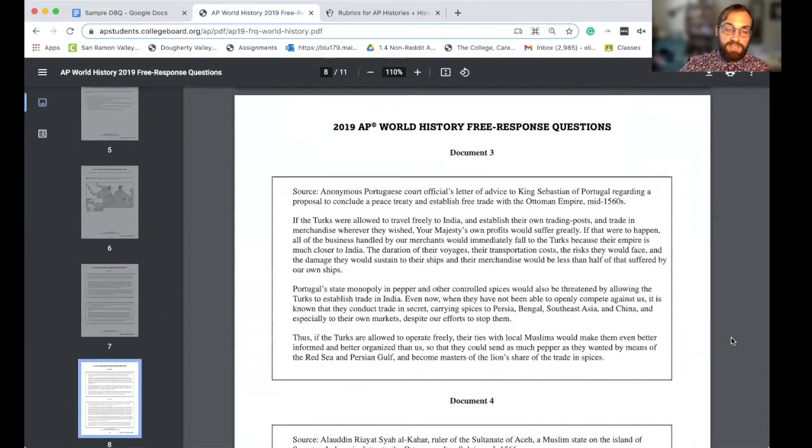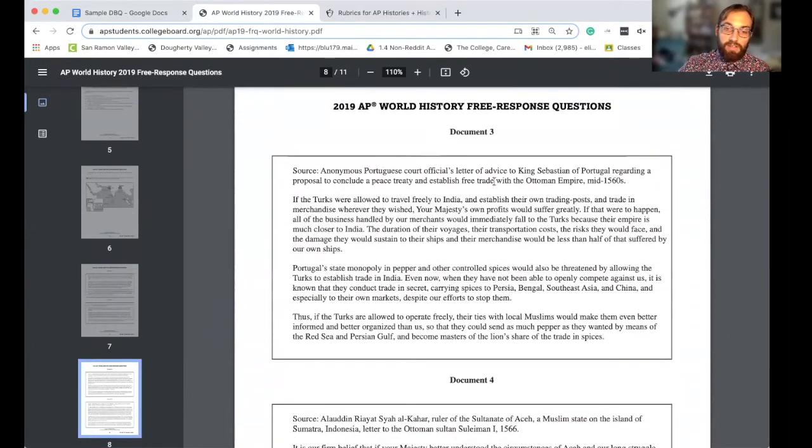All right, very last one. Let's take a look at number 3. Anonymous Portuguese court letter.